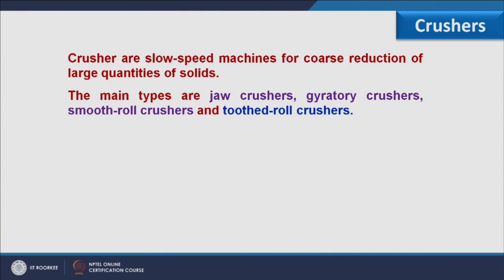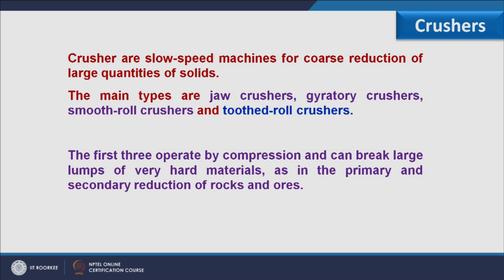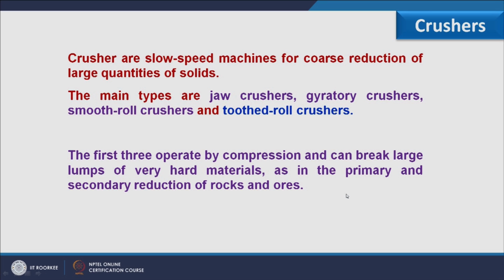There are main types of crusher, and in this category we have jaw crushers, gyratory crushers, smooth roll crushers and toothed roll crushers. When we consider the first three, that is jaw crushers, gyratory crushers and smooth roll crushers, these operate by compression and can break large lumps of very hard material, as in the primary and secondary reduction of rocks and ores. So, from here you can have the idea that crushers are basically used as primary and secondary reducers of rock as well as ores.